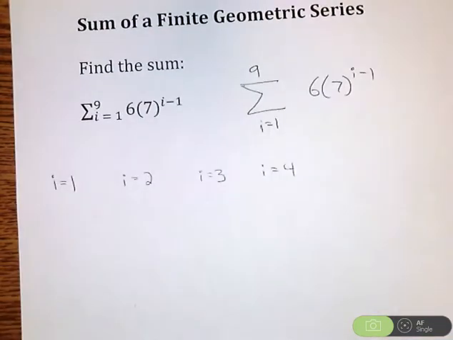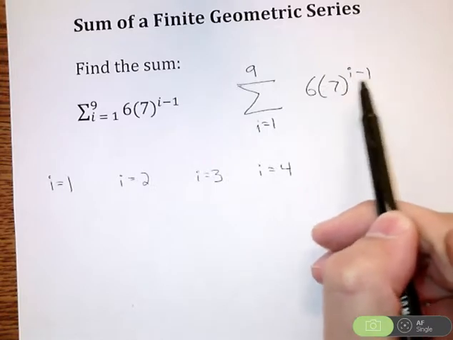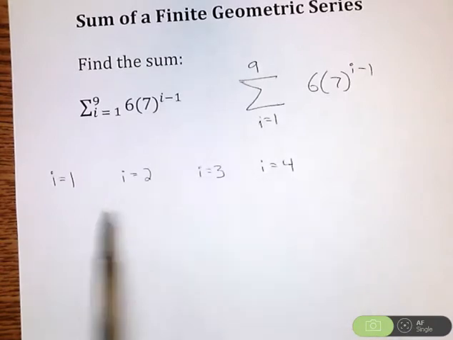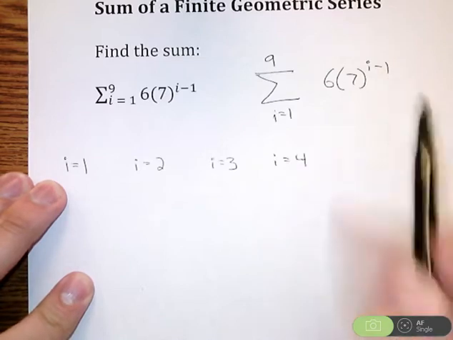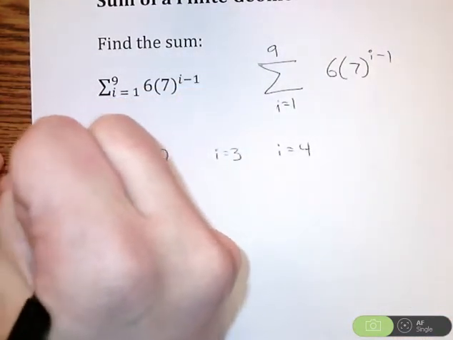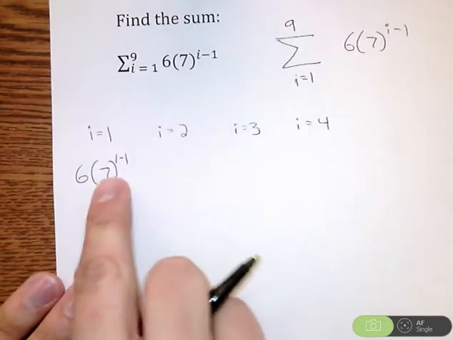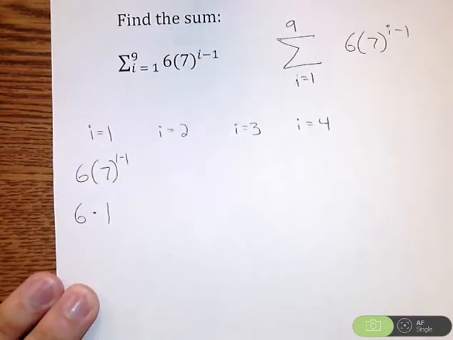I want to make sure this is geometric. Now you might be able to look at the rule here and say, hey, this kind of looks like a1 times r raised to the n minus 1. But say on a quiz or a test you forget that, then maybe it's good to go through this just to make sure, yes, this is in fact geometric. When i is 1, I'm going to use this rule and plug in a 1 for i. So I'm going to have 6 times 7 to the 1 minus 1 power. Well, 1 minus 1 is 0, 7 to the 0 power is 1, so I get 6.